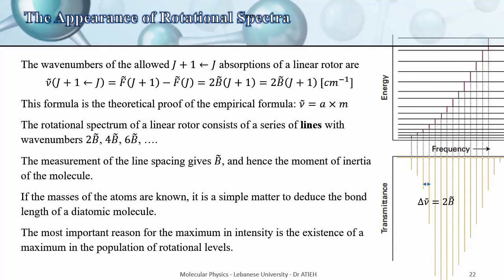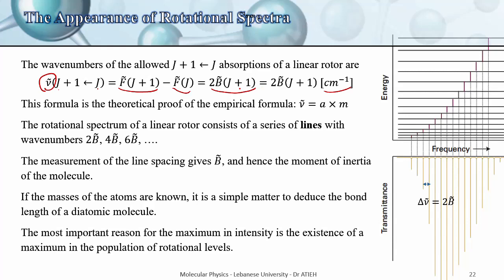The allowed transitions for absorption are from J to J plus 1. Because we have said delta J is equal to plus 1, that means we are able to move from J to J plus 1 in the case of an absorption spectrum. In this case, the wave number when we move from J to J plus 1 is equal to F(J plus 1) minus F(J), already calculated in a previous slide to be 2B(J plus 1), in units of centimeter to the minus 1.